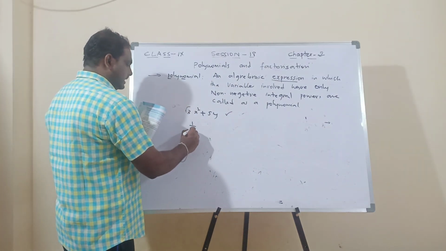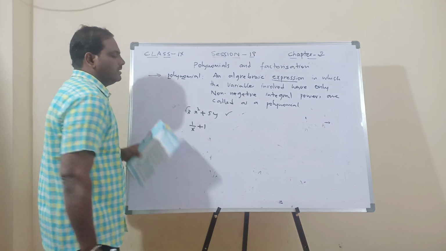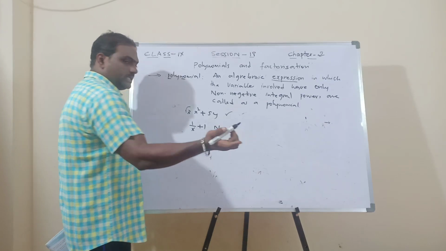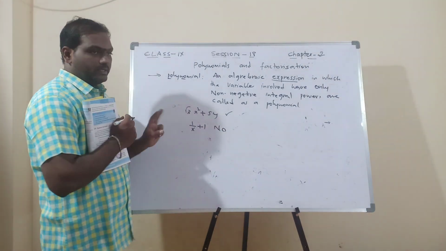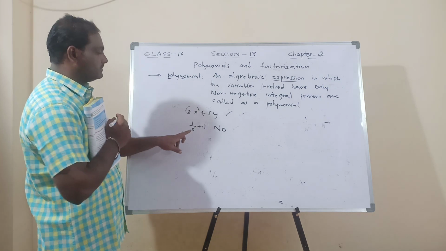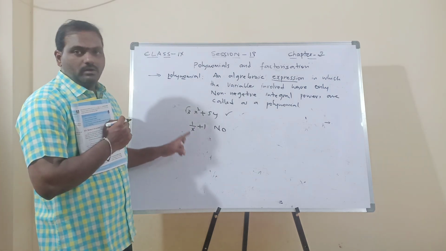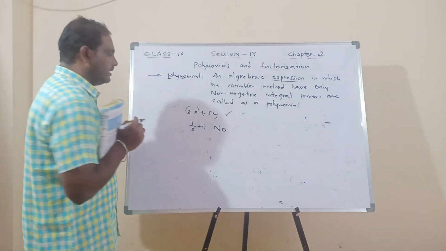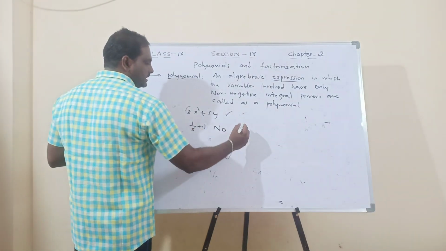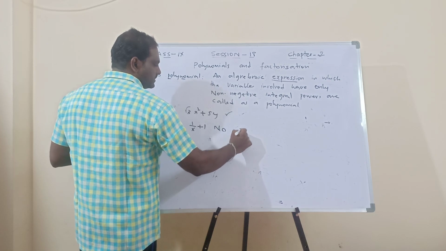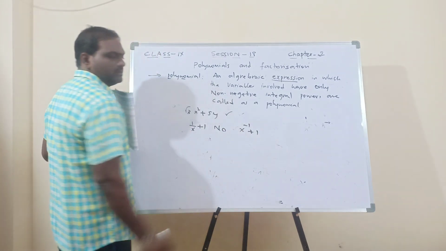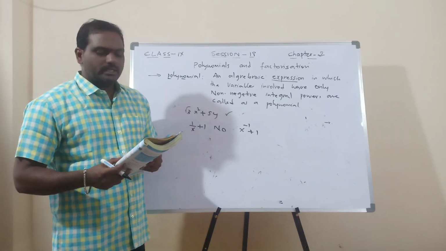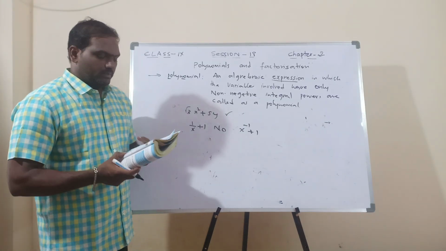Next, look at question number 6. This you can tell. 1 by x plus 1. Is it a polynomial or not? No, it is not a polynomial. So what is the reason? We can tell two reasons. One reason is the variable is in the denominator. Variable should not be in the denominator. It must be in the numerator. Or we can also write 1 by x as x power minus 1, plus 1. So its power is minus 1. It's a negative number, that's why it is not a polynomial.